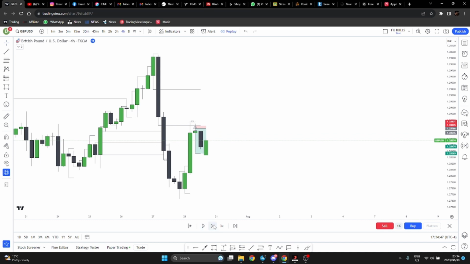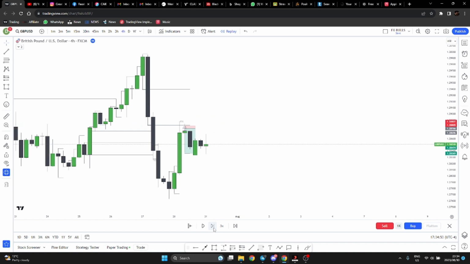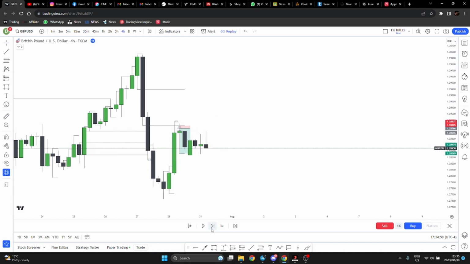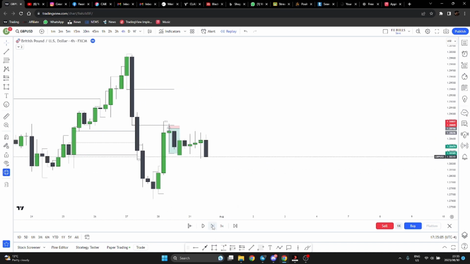Okay. Let's see what price does. Fails to take out that high. Still within the range. Takes out that high, but fails to close, expecting this low to be taken out. Okay, nothing, still in the range. There we go. Low got taken out. Oh, closes in the range.